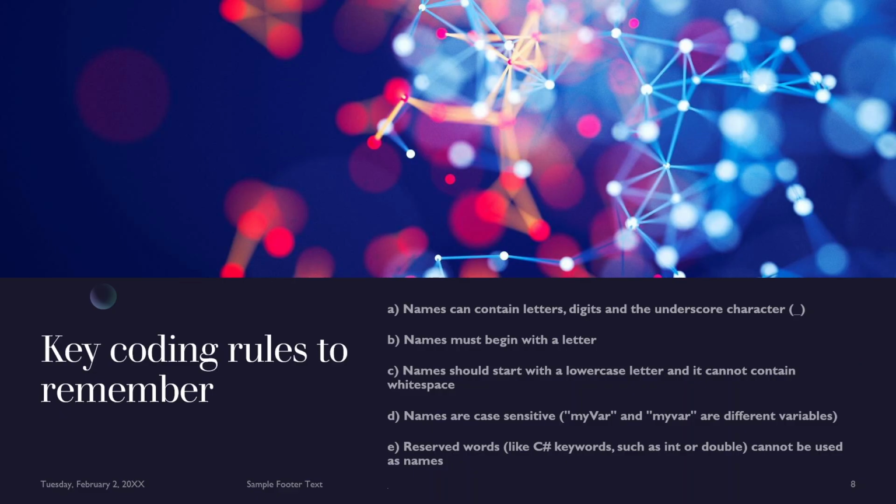Key coding rules to remember. Names can contain letters, digits, and the underscore character. Names must begin with a letter. Names should start with a lowercase letter and cannot contain white space. Names are case sensitive. myVar and MyVar are different variables. And reserved words, like C# keywords such as int or double, cannot be used as names.